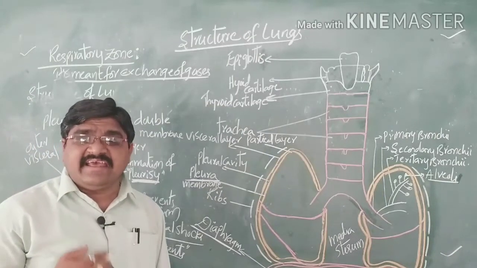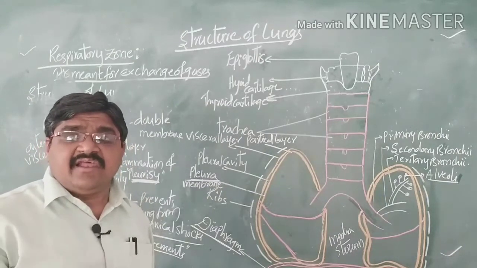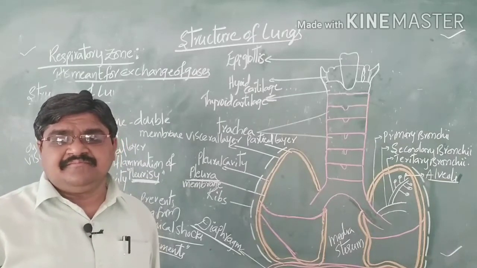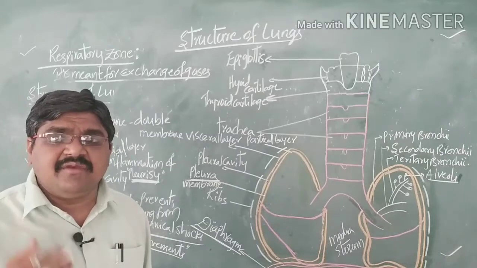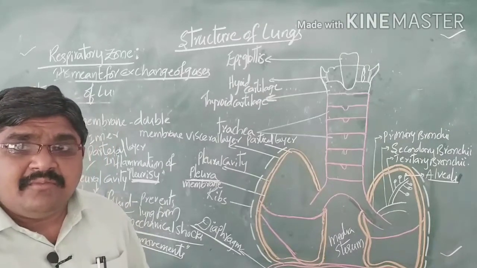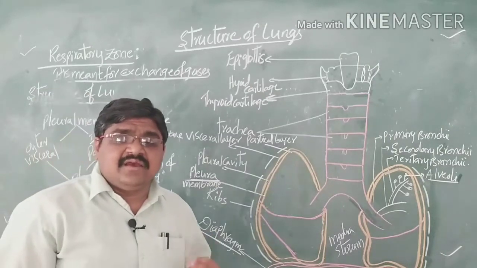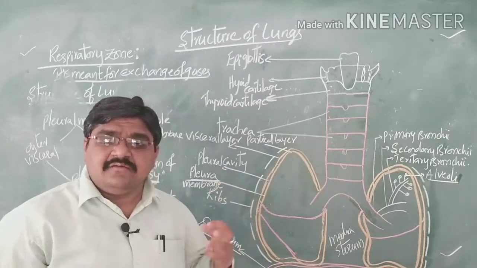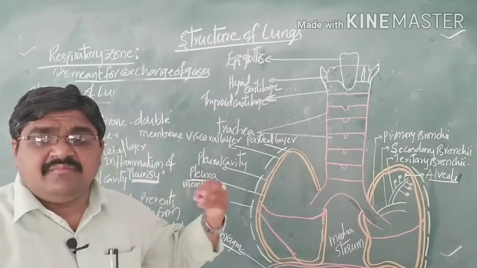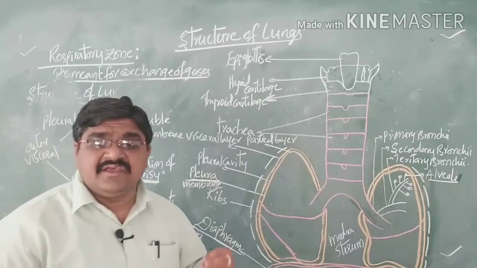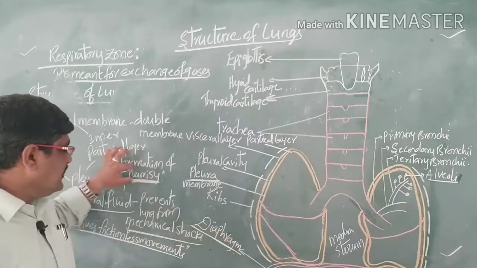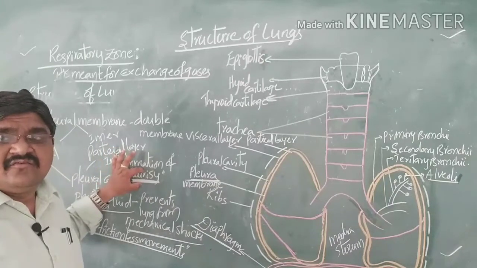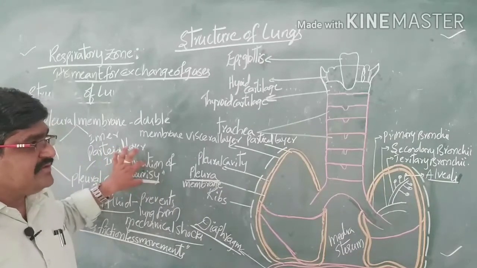Inflammation means becoming red. In viral or bacterial infections, the tissue becomes red. That is, the pleural membrane will become red, and this condition we can call inflammation. When inflammation takes place in the pleural membrane, this condition we can call pleurisy.